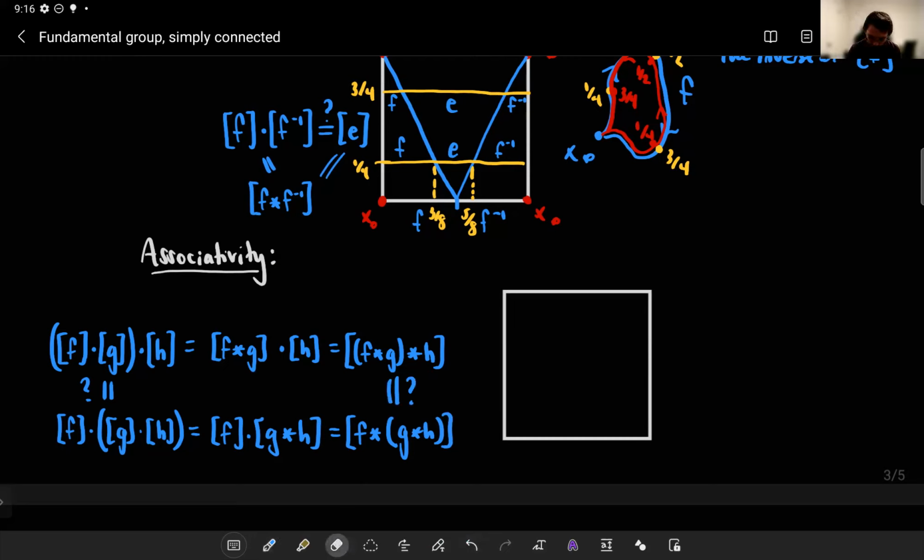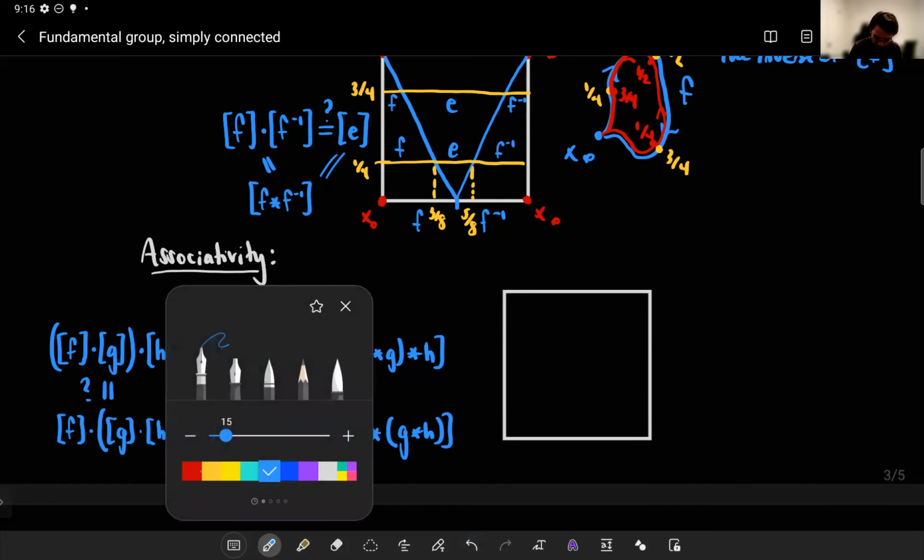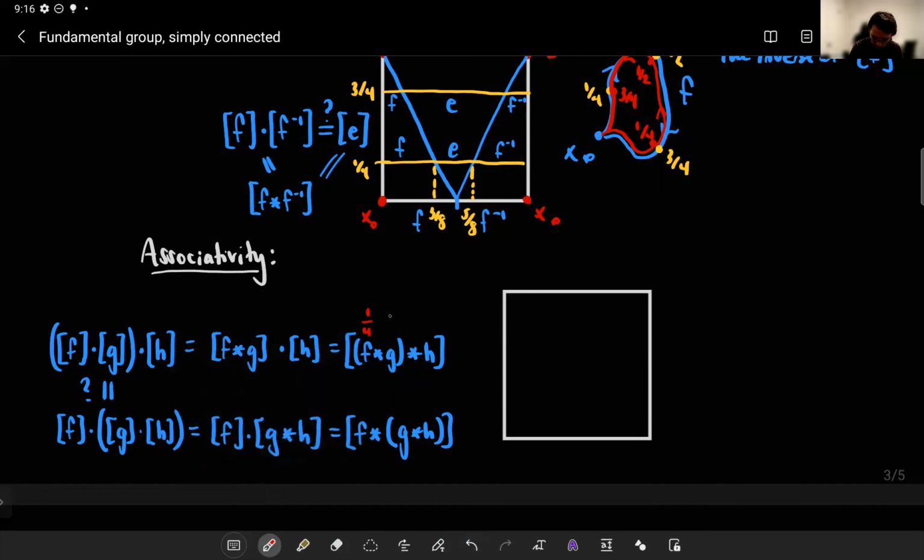This is asking: one path where I spend a quarter of my time using F, a quarter using G, and a half on H. Is that homotopic? Can it be deformed into a path where I spend half my time on F, a quarter on G, and a quarter on H? So drawing this diagrammatically, again, who cares about the base point? It's always x0, it never moves. Let's draw it anyway.